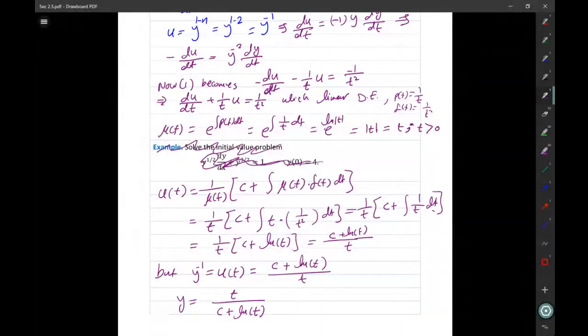Any question for this example? Any question here? Any question on this Bernoulli example? The procedure is straightforward and very simple.